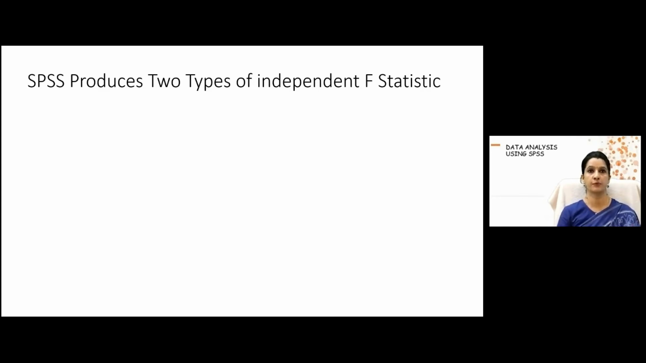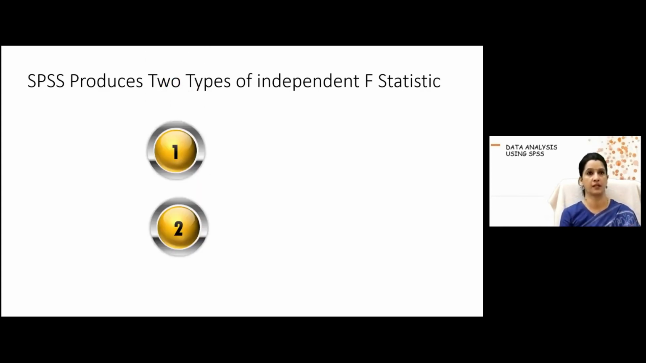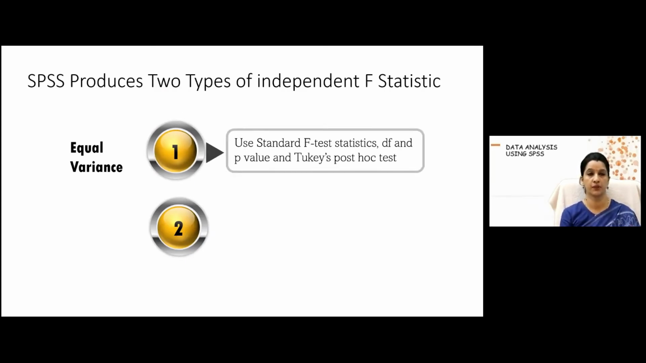So SPSS produces two independent types of F statistics. The first one, when the equality of variance is assumed, then we take the standard F statistic, its degrees of freedom, its p-value, and we use Tukey's post hoc test. So just remember the name now; we will see how to apply this test. If the equality of variance is assumed, we use the standard F statistic like we did for the standard t-test, and we use the standard p-value, and we apply Tukey's post hoc test.